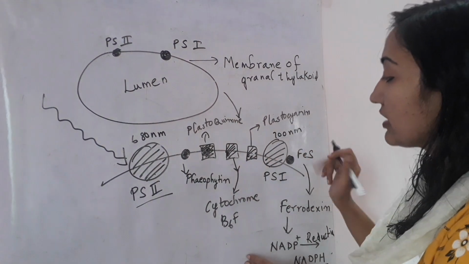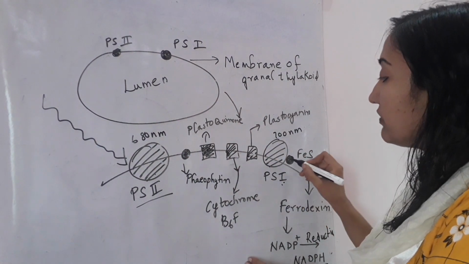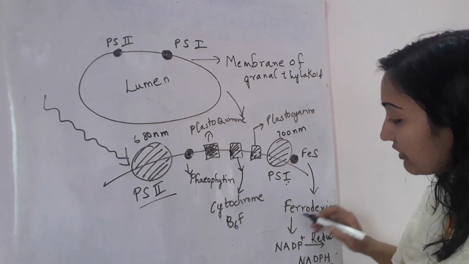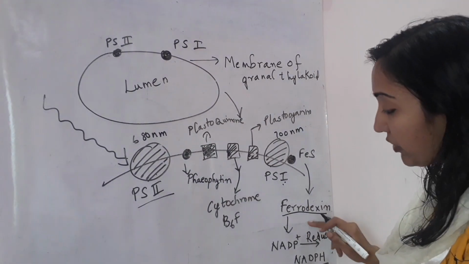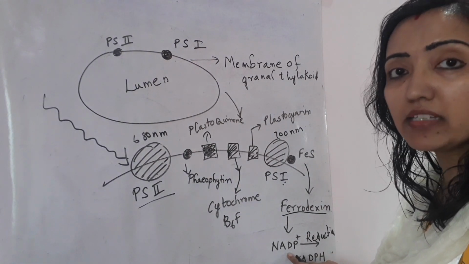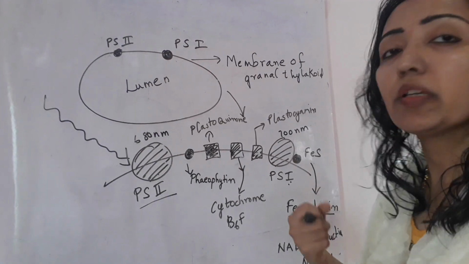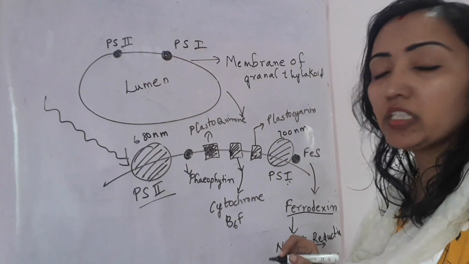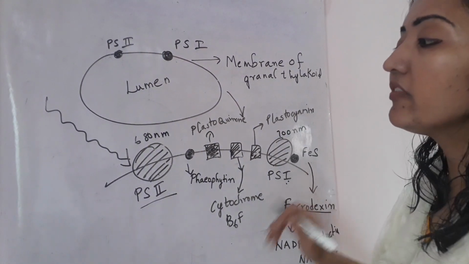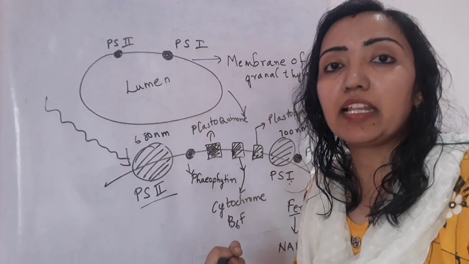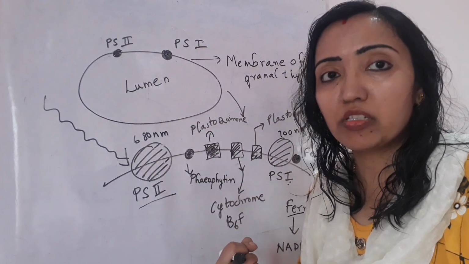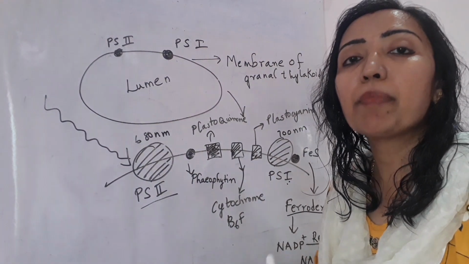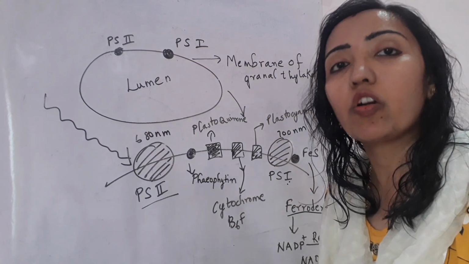Then finally the electron is given to PS1. PS1 gives its electron to the primary electron acceptor, which is iron sulfide. Iron sulfide gives the electron to ferredoxin, and ferredoxin gives the electron to NADP+. NADP+ accepts the electron because it is already electron deficient, and it forms NADPH. So this is a reduction reaction. Whenever a compound accepts an electron, it becomes reduced, and whenever a compound gives an electron, it becomes oxidized.